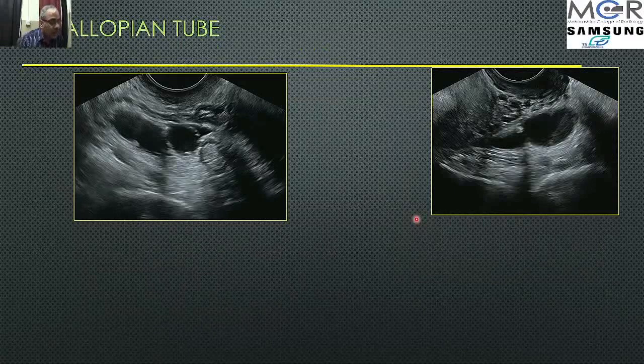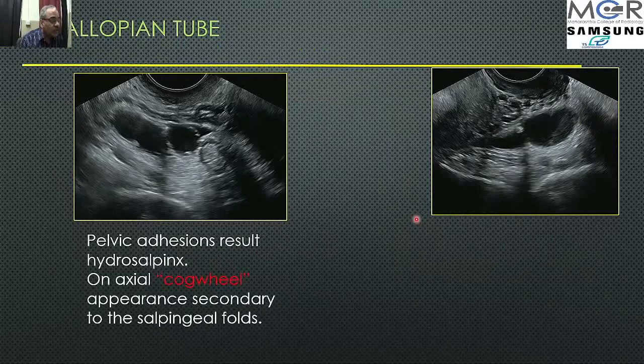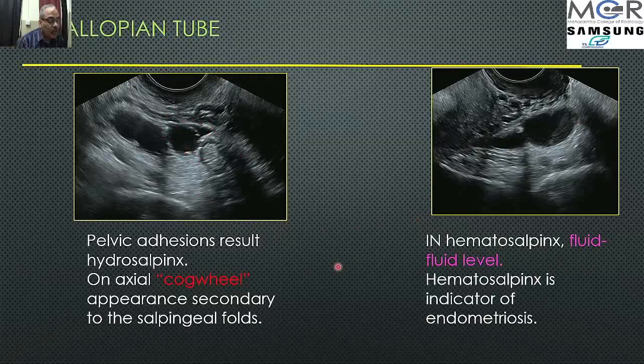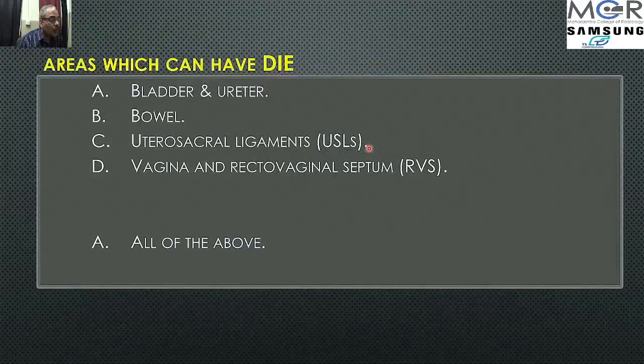The fallopian tubes can get involved due to adhesions, and they can form a hydrosalpinx. This is in transverse and this is in longitudinal section. And hemorrhage within may result in hematosalpinx, which is seen as some level, and we can see the fine internal echoes in the fallopian tube.